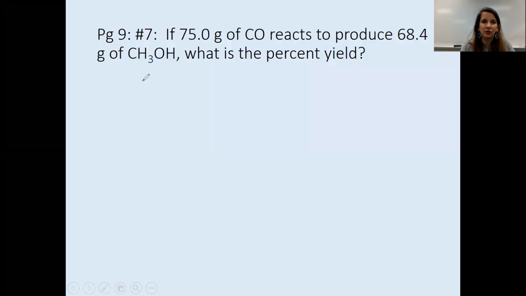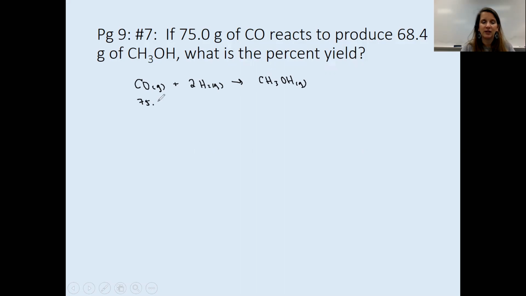So we have the formula already. Carbon monoxide reacts with hydrogen gas to produce methyl alcohol. When you look at this question, this 75 grams of carbon monoxide is what we're going to start our stoichiometry with. That's how much we started with in our actual experiment when we completed a lab. It tells us that we produced 68.4 grams of methyl alcohol. That's going to be our actual yield, what we would have obtained from data during our lab. We're going to use that at the end of our problem.